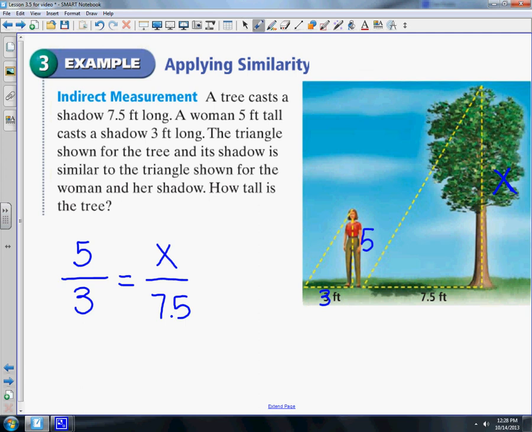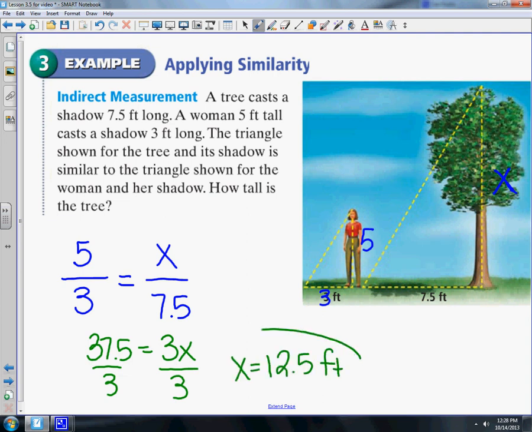And then I don't know what x is, so that's going to go with the woman's height, and the other shadow goes on the bottom. Now I have a proportion again. I do 5 times 7.5, which is 37.5, equals 3 times x. And then I divide both sides by 3, and I see that x equals 12.5 feet. So that means the tree is a 12.5 foot tall tree.